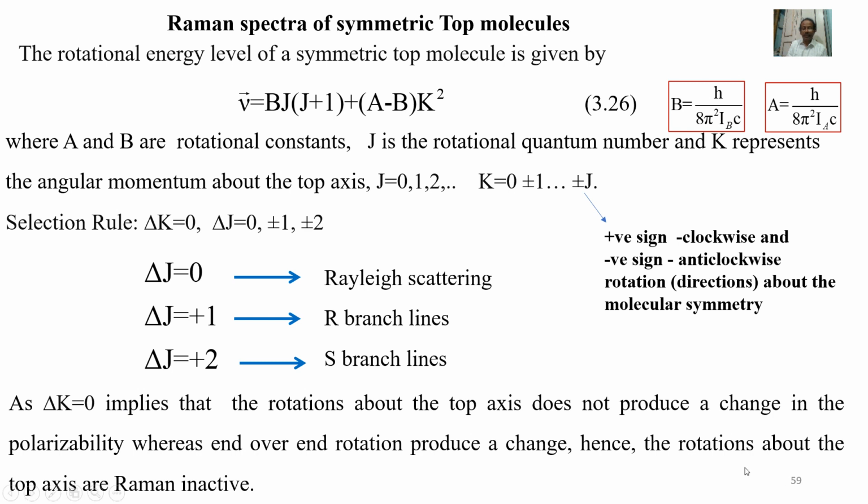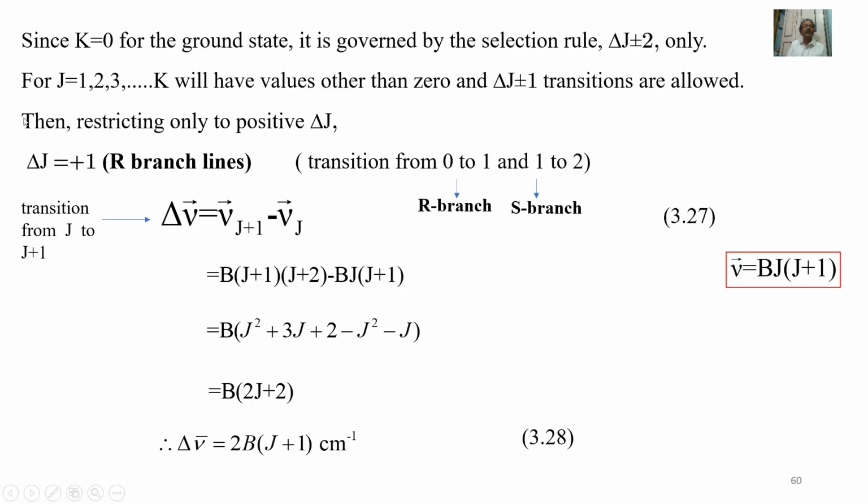Hence, the rotations about the top axis are Raman inactive. Since K equals 0 for the ground state, it is governed by the selection rule delta J plus or minus 2 only. For J equals 1, 2, 3 up to K will have values other than 0, and delta J plus or minus 1 transitions are allowed. Then restricting only to positive delta J, we have delta J equal to plus 1, that is the transition from 0 to 1 and 1 to 2, and 0 to 1 represents the R branch, 1 to 2 represents the S branch.